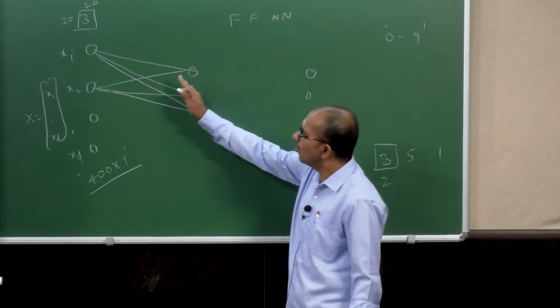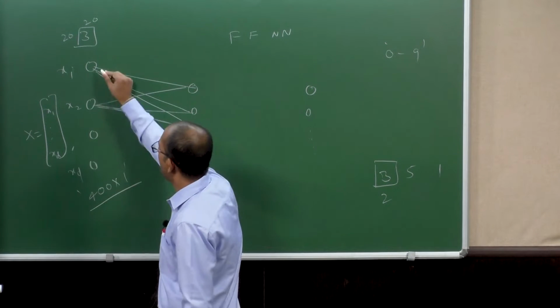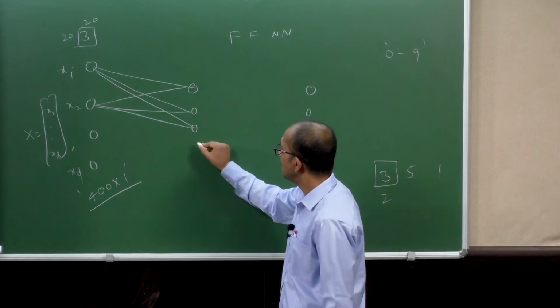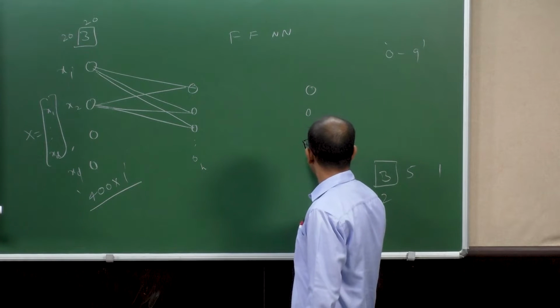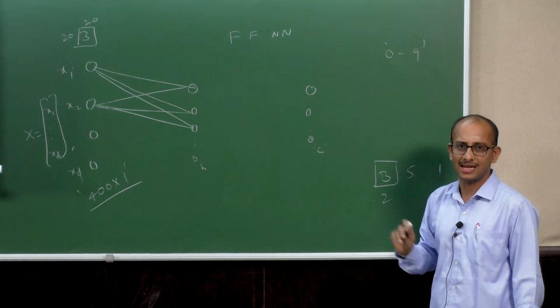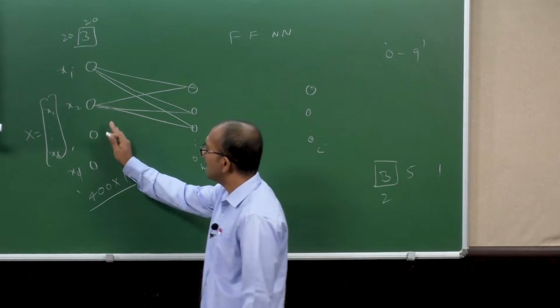For generality, I assume that there are D input neurons, then H hidden neurons, and then C output neurons. This is the generality; I am giving some symbols for it. So now, how many interconnections will there be? In a feed forward neural network, how many interconnections are there from the input layer to the hidden layer?